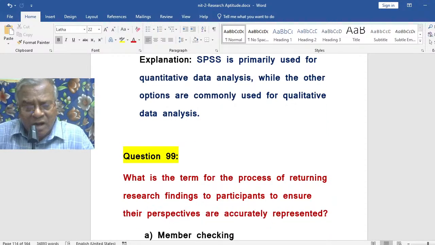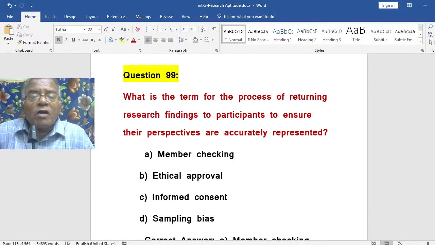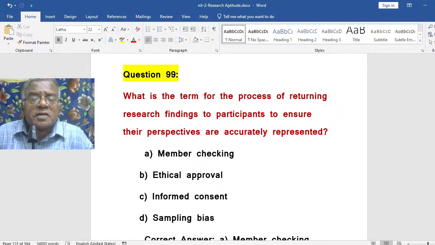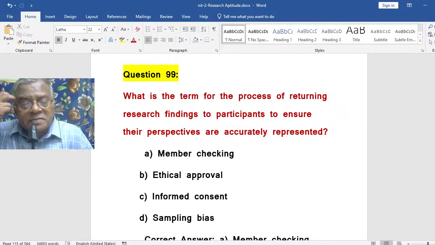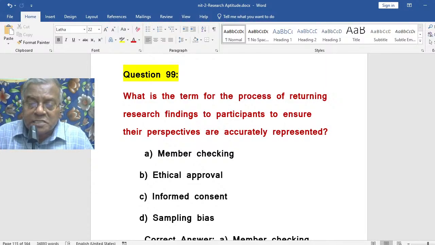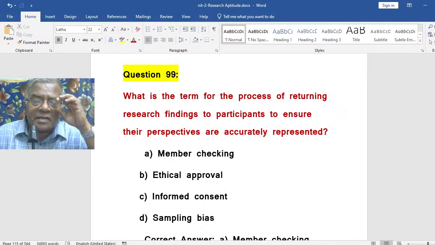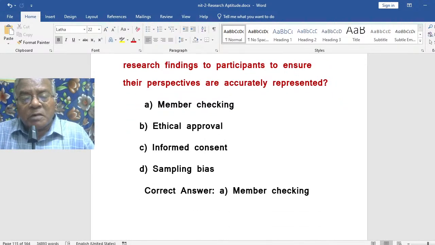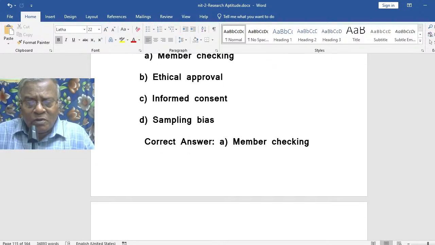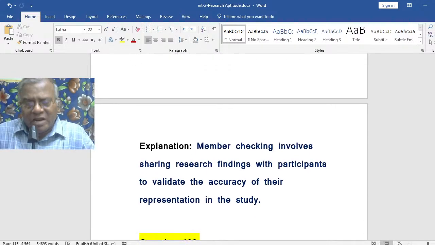Sometimes questions may be there. I think I asked previously. What is the term for the process of returning research findings to participants to ensure their perspectives are accurately represented? There is a particular concept called member checking. It may be something new. Maybe in certain books it will be there. Member checking. It is not very common, but then it is there in qualitative research.